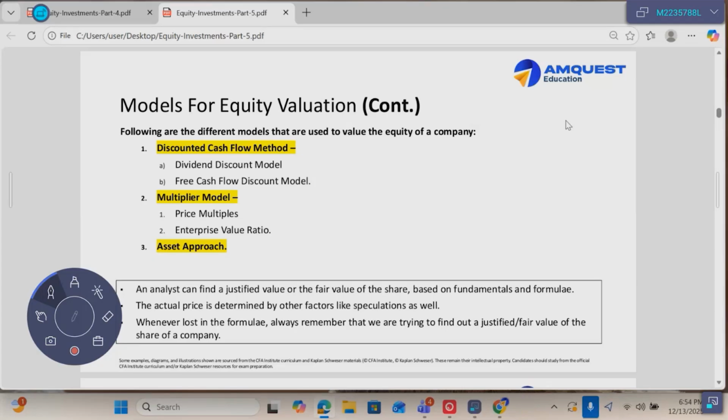Actual price is determined by other factors like speculations. So market में जो behavioral finance elements होते हैं, that determines the actual price. Whenever lost in the formula, always remember that we are trying to find a justified fair value share of a company. We are trying to find intrinsic value of a company. So we should do some kind of forecasting.